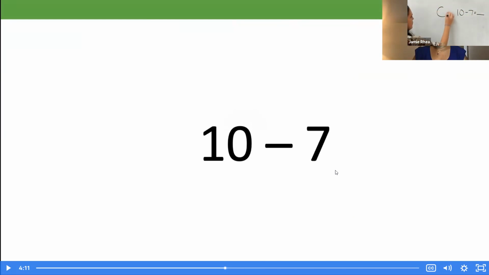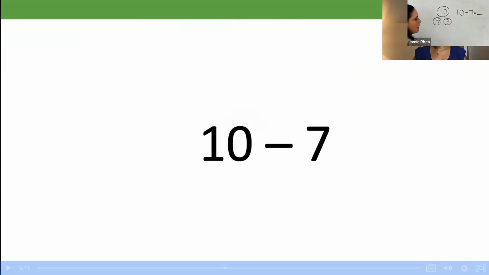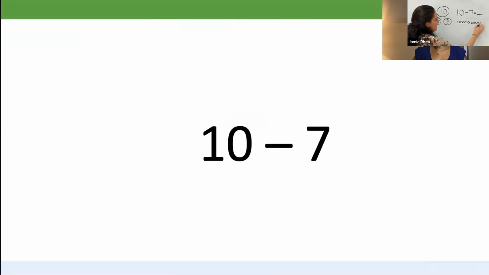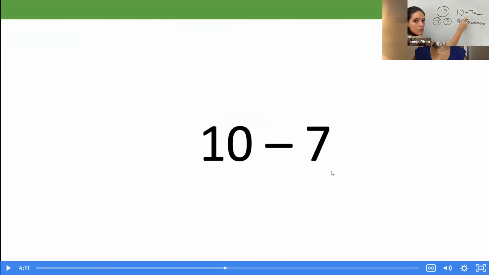And I'm going to go ahead and fill in what I know. 10 is my total. 7 is a part. Then we have our mystery part. Now, I can use my fingers or I can draw it out because I don't have a record bracelet. 1, 2, 3, 4, 5, 6, 7, 8, 9, 10. Now, how many am I taking away? 7. I know that there's 5 right there. 6, 7. How many did that leave me with?